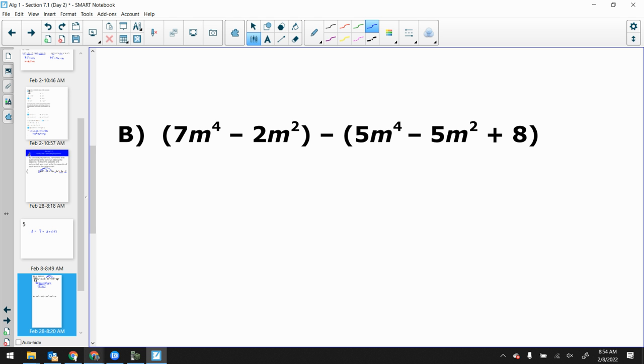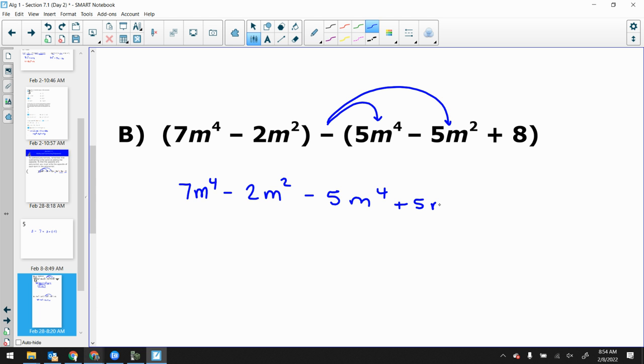Okay, let's do the next one here. Again, left side stays exactly the same. 7m to the fourth minus 2m squared. The right side distributed in. Okay, so this positive 5m to the fourth becomes a negative 5m to the fourth. This negative 5m squared turns positive 5m squared. This positive 8 turns negative 8. See, this is a case where if you try to go straight to the answer, you might forget that negative has to turn positive.